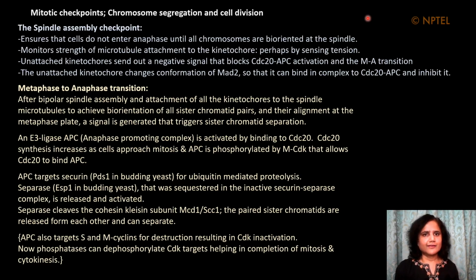APC, this E3 ubiquitin ligase, targets securin, also known as PDS1 in budding yeast, for ubiquitin-mediated proteolysis. Securin was present in a complex with an enzyme, separase. So when securin is degraded, separase that was sequestered in this inactive securin-separase complex is released and is active. And separase now can cleave the cohesin subunit MCD1 or SCC1, and the paired sister chromatids are released from each other and they can now separate. Another role of APC also is to target the S and M cyclins for destruction, resulting in CDK inactivation. And after this, phosphatases can dephosphorylate CDK targets, helping in the completion of mitosis and cytokinesis.